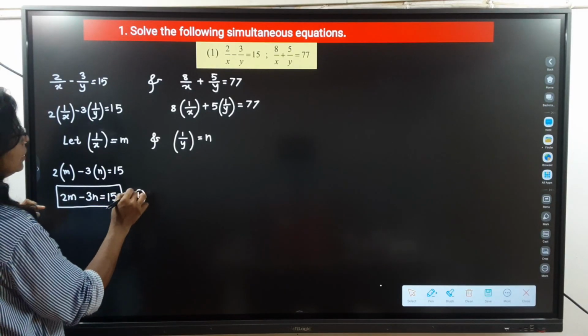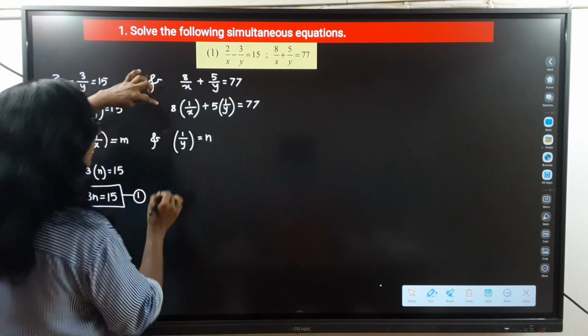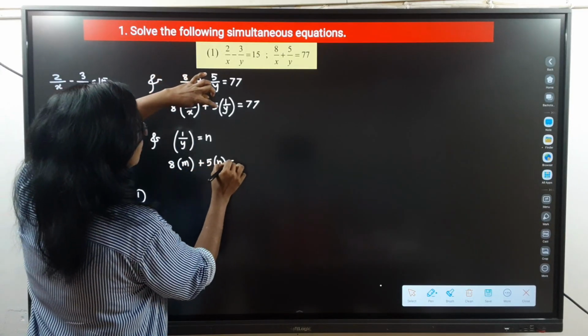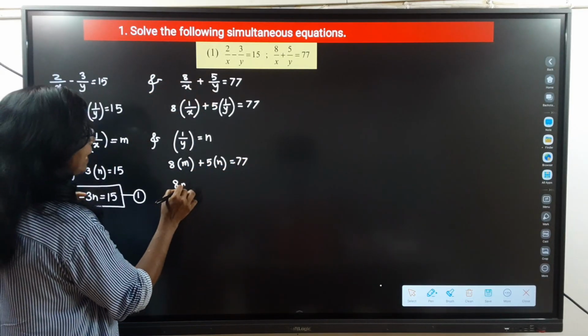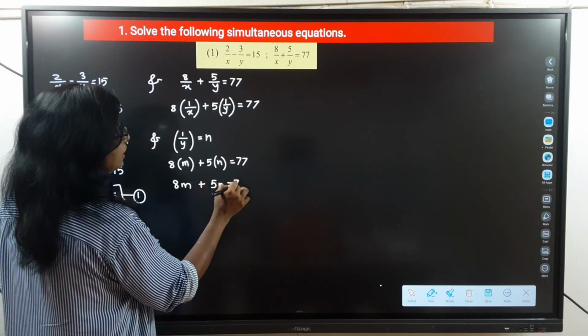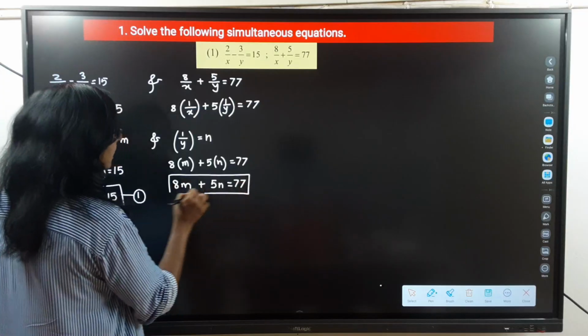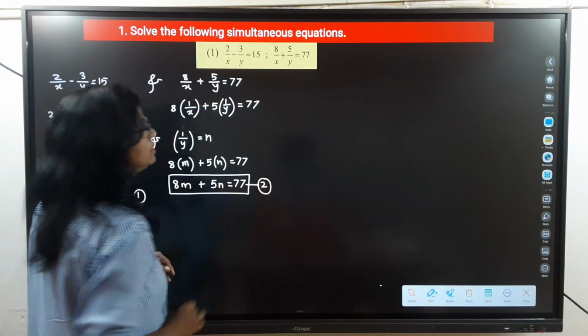So I call it the first equation. Then here students, this equation becomes 8 multiply m plus 5 multiply n is equal to 77. Finally we can write 8m plus 5n is equal to 77. So this is the linear equation form. So here we can say that it is the second equation.